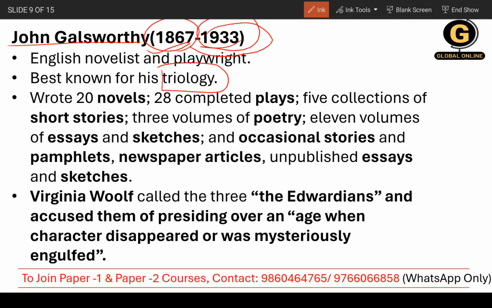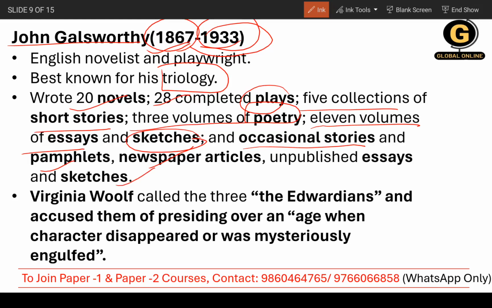Altogether, he wrote a lot of works, as I mentioned here: 20 novels, 28 completed plays, 5 collections of short stories, 3 volumes of poetry, 11 volumes of essays and sketches. Wow. Occasional stories he wrote. He also wrote some pamphlets, newspaper articles, and some essays which were left unfinished and unpublished, and sketches as well.